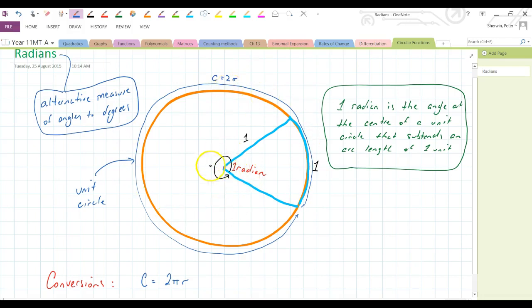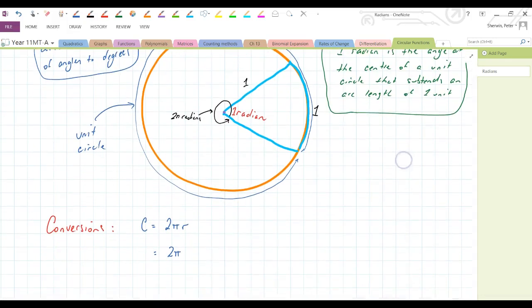then what do you reckon my angle at the center here is in radians? It'll be 2 pi radians, won't it? Because remember, the arc length and the angle at the center in radians are the same on a unit circle, right? So we can say therefore that 2 pi radians is equal to what we know to be 360 degrees.